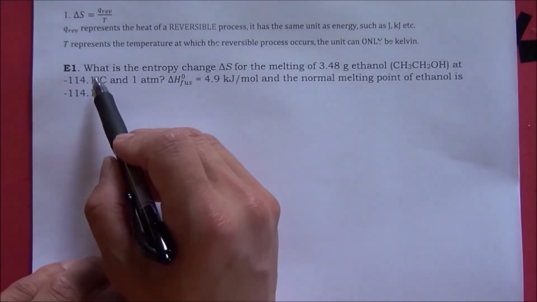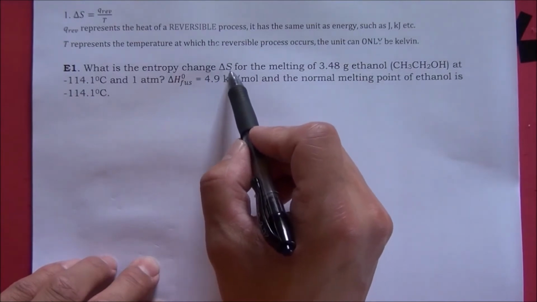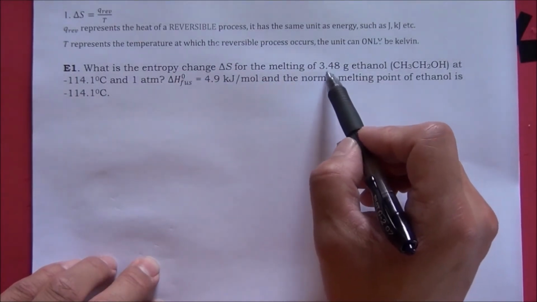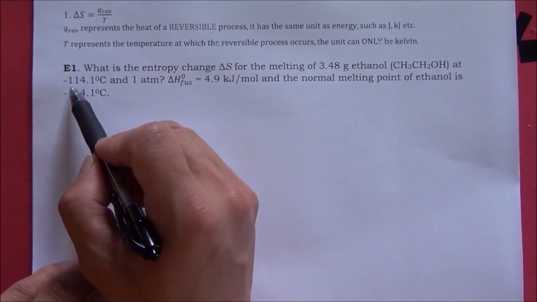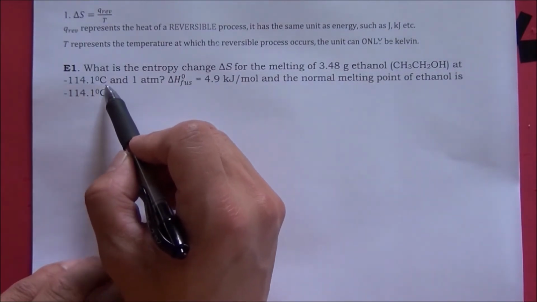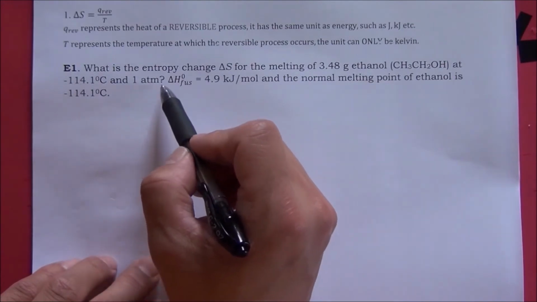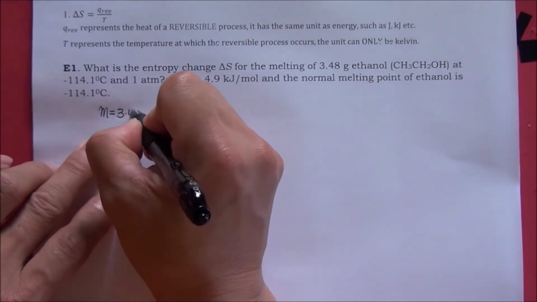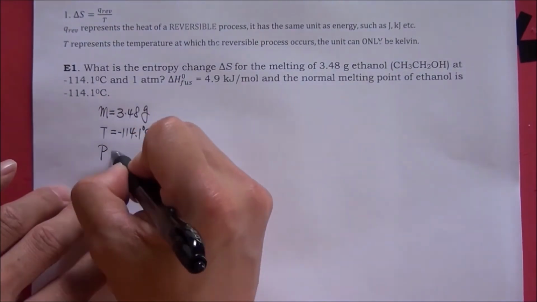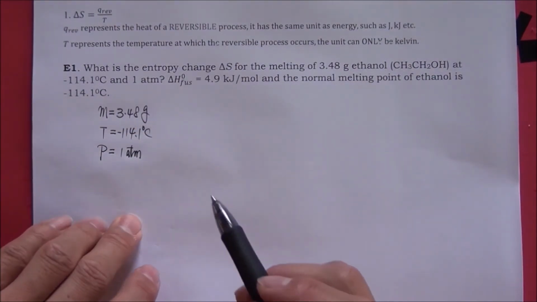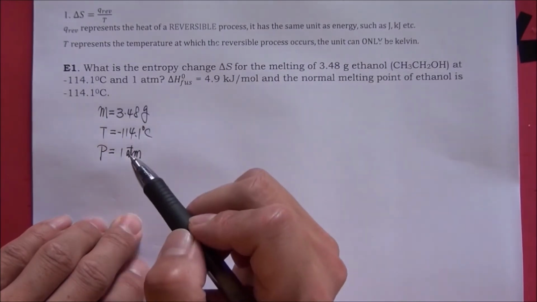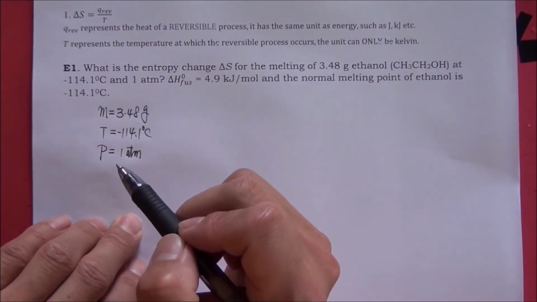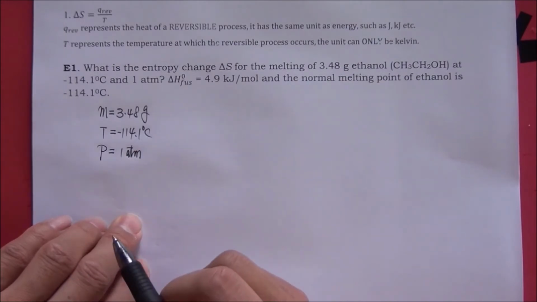Let's start from the beginning. What is the entropy change, delta S, for the melting of 3.48 gram ethanol at negative 114.1 degrees Celsius and 1 atmospheric pressure? As you may have already noticed, I assign a symbol to every number and its unit. This will help us to identify what equation we need to use because all equations contain symbols, not numbers.